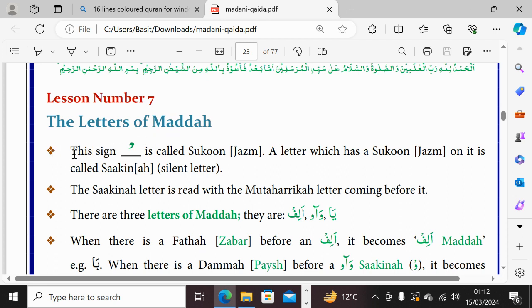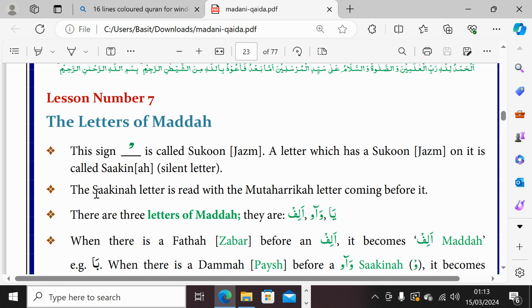This sign is called sukun, and the other name is jazm. A letter which has sukun or jazm on it is called a sakina letter. When this sign comes on any letter, these letters are known as sakina letters.